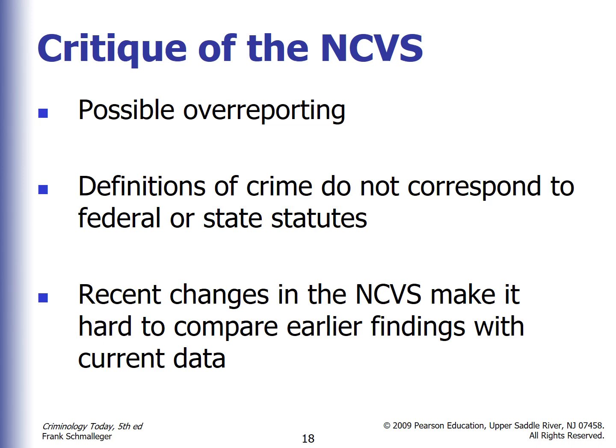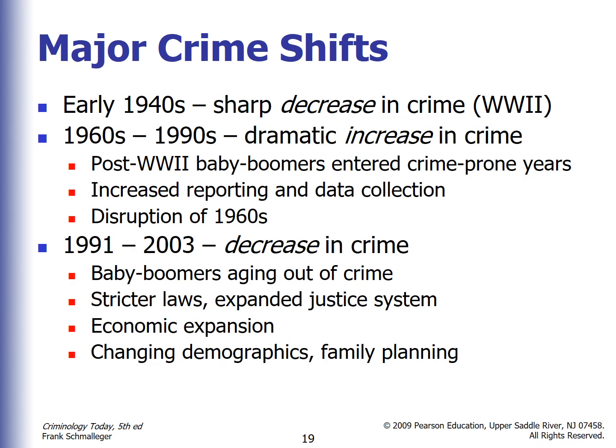The other thing is the definitions of crime in the NCVS do not necessarily correspond to what the actual crimes are in the states, as you'll find out in criminal law. Have you ever been assaulted? Somebody says yes. Well, maybe they were just pushed, which under New Jersey law is not an assault, but the NCVS may carry it as an assault. Another problem with the NCVS is they actually changed it. Just like the FBI changed the UCR and is working on NIBRS, the NCVS has made some changes over the past few years that make it hard to look back and compare the data with prior years. All right, major crime shifts.